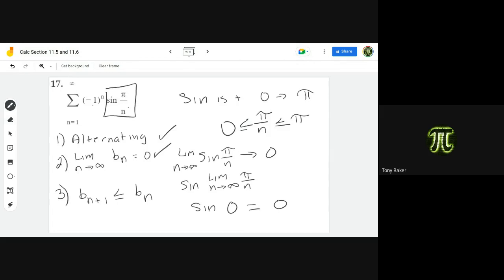All right, so last piece. I have to show that sine of pi over n plus 1 is less than or equal to sine of pi over n. Is that true? If the top stays the same and the bottom's getting bigger, then what's happening to the fraction? It's getting smaller. So that's also true. So this converges based on the alternating series test.